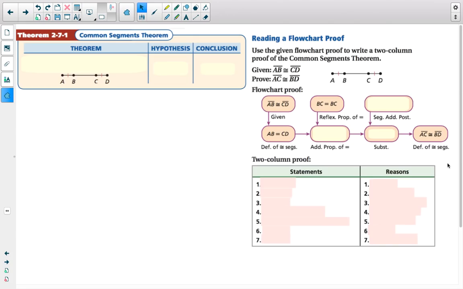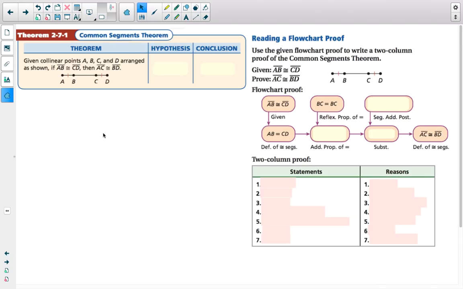Okay. So let's take a look at the common segments theorem. Remember, once we introduce a theorem, we can use it in any proof that we want because we're going to prove it before we move on. The common segments theorem says, if we have collinear points A, B, C, and D. Remember, collinear means on the same line. So you can see that points A, B, C, and D are all on the same line.